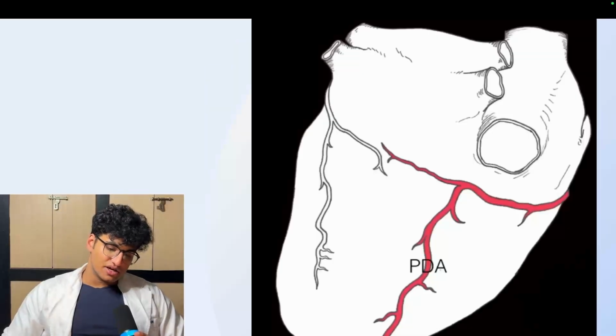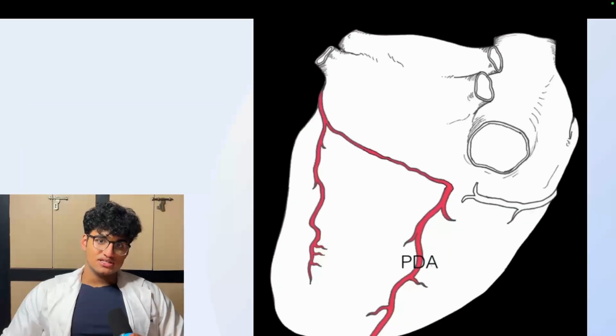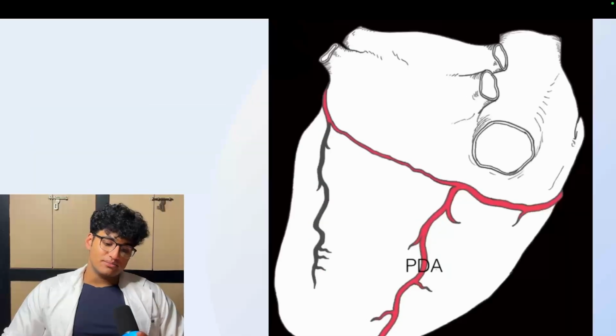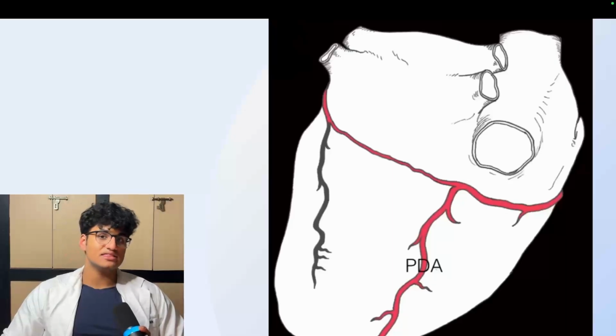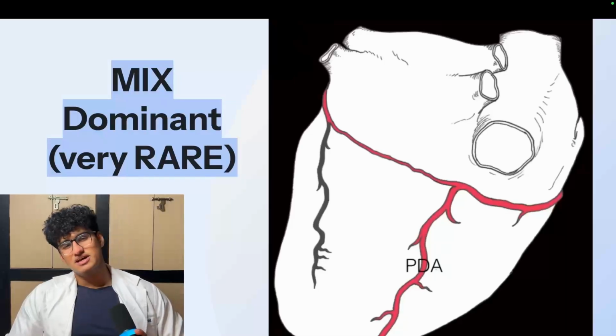Look at this image. Pause the image and try to find कौन सा dominance है. Because the right coronary is giving the posterior descending artery, this is a right dominant heart. As you can see, the left circumflex is giving the posterior descending artery. Therefore, this is a left dominant heart. Now look at this image. Isme, the posterior descending artery is arising from both the left and the right coronary arteries. So this becomes a mixed dominant heart. However, this is actually very rare. But हमें rarity and entrance exams का तो correlation पता ही है.